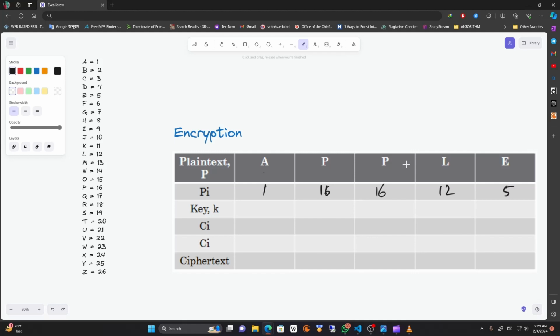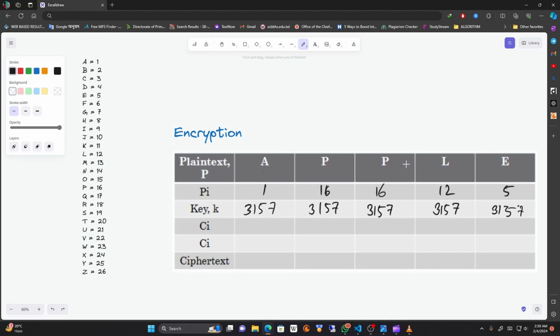Okay, so in this case let's think of our key value as a random number. Okay, 3157 for each one. So the key value is 3157.